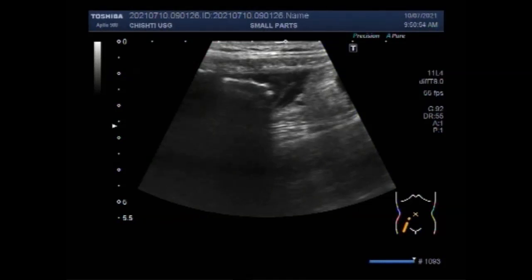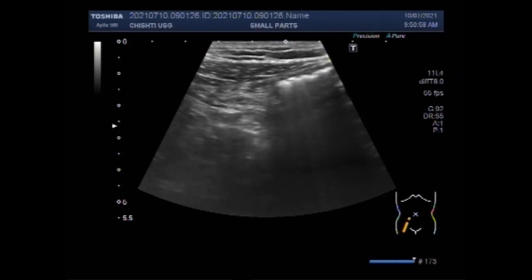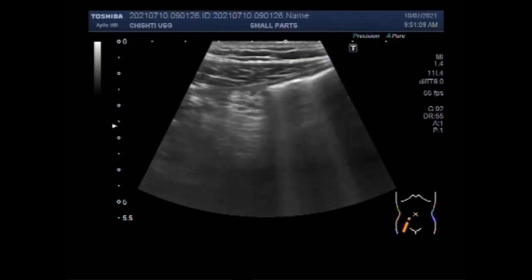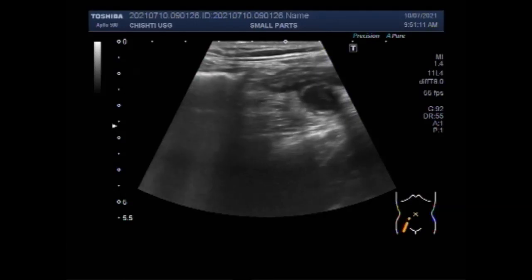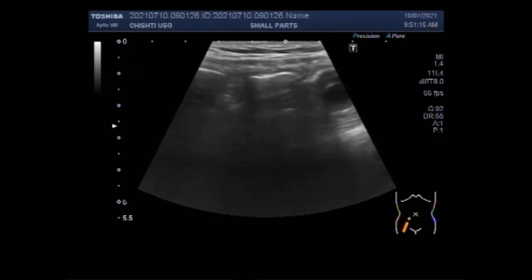This ultrasound video shows a case of acute appendicitis. You can see the area of scanning is the right iliac fossa, and the ascending colon is focused and traced downwards up to the cecum. And now you can see the cecum.